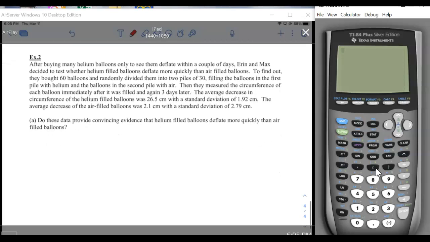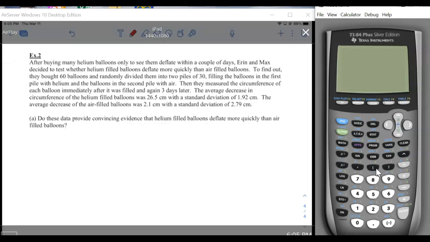So in this one, it says, after buying many helium balloons to see them deflate within a couple of days, Aaron and Max decided to test whether helium-filled balloons deflate more quickly than air-filled balloons. To find out, they bought 60 balloons and randomly divided them into two piles of 30, filling the balloons in the first pile with helium and the balloons in the second pile with air. Then they measured the circumference of each balloon immediately after it was filled and then again 3 days later.